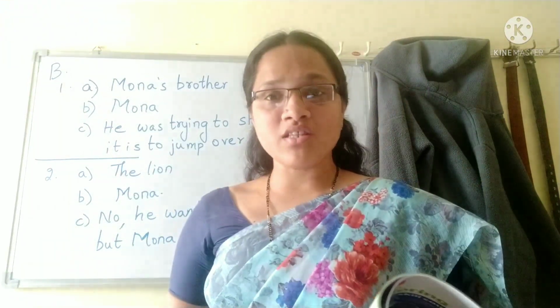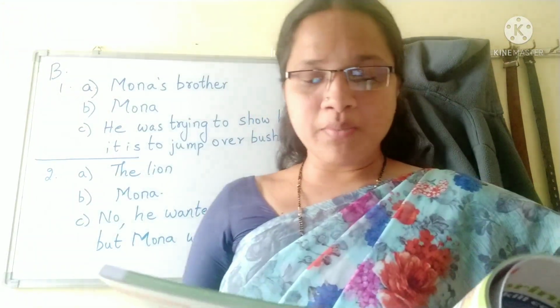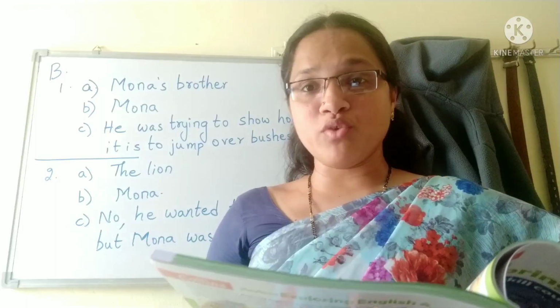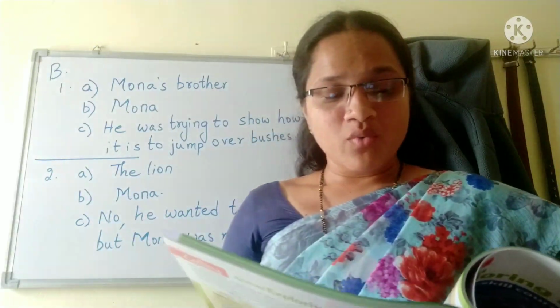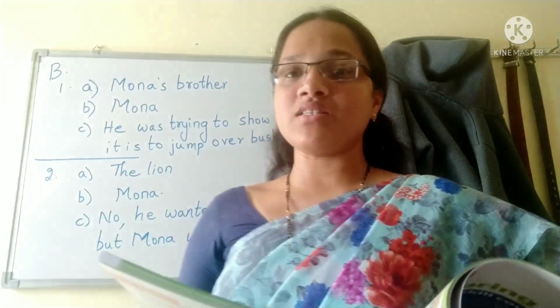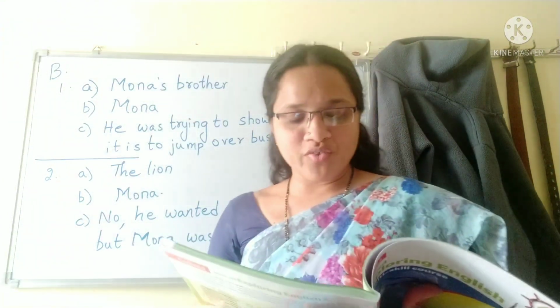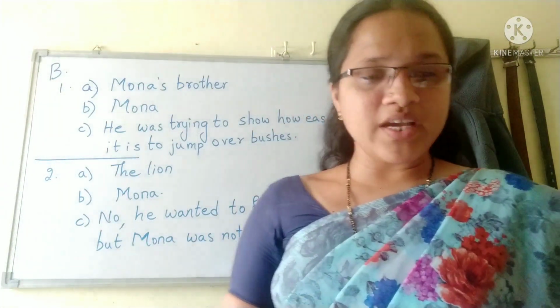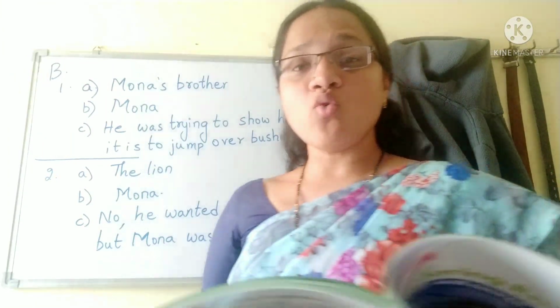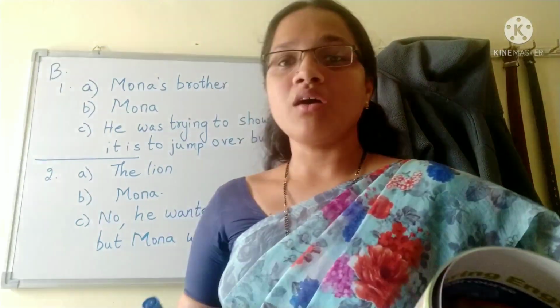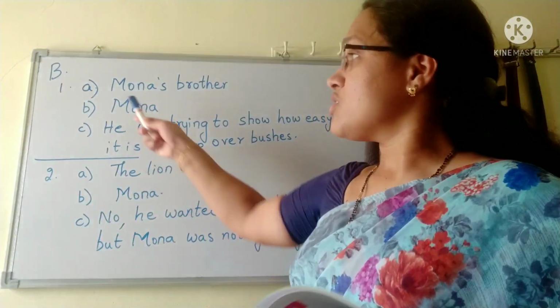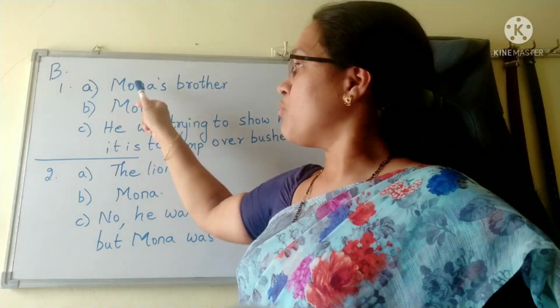Okay. So let us see the first one. Jumping is easy peasy. Watch me jump over this bush. Okay. See, we have some questions. Actually, this sentence is taken from the same story, Mountain Mona. So the first question is, who said this? Who told that jumping is very easy? Mona's brother. Right. So the first answer is Mona's brother.